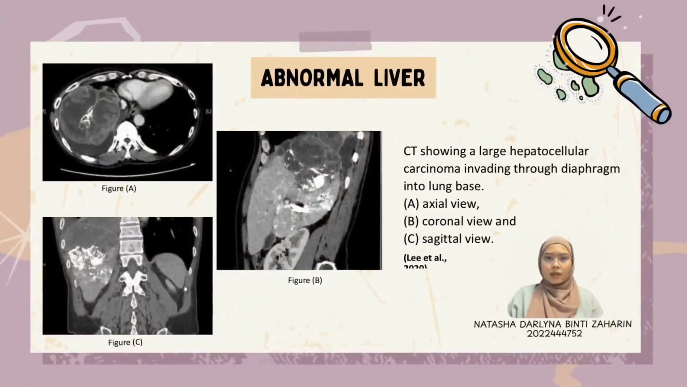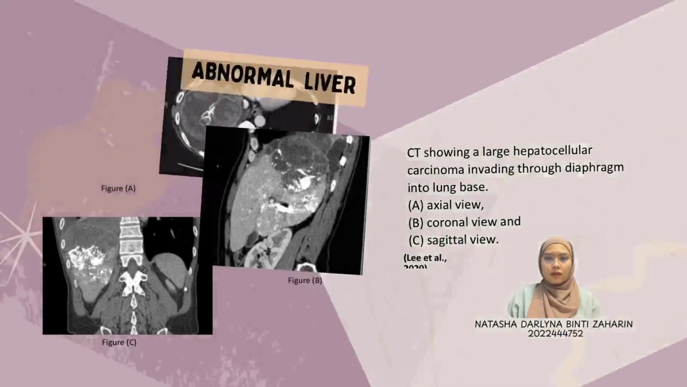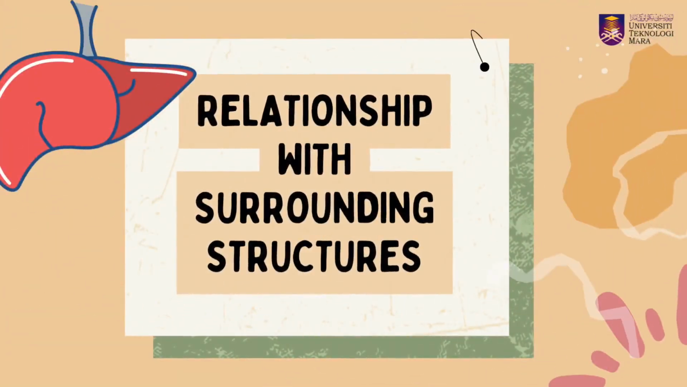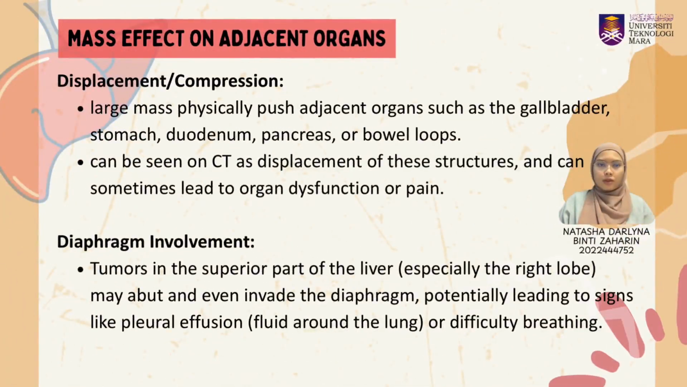These CT images show a large HCC invading through the diaphragm into the lung base. The axial, coronal and sagittal views all clearly demonstrate the extent of invasion and the heterogeneous nature of the tumor. Mass effect occurs when large tumors push organs like the stomach, gallbladder, or bowel. Tumors in the upper liver may invade the diaphragm, causing pleural effusion.